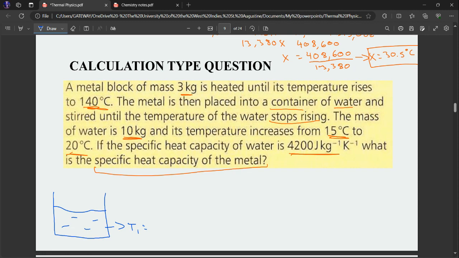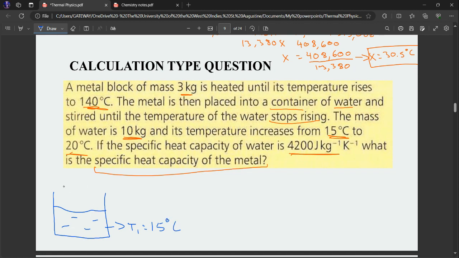Its temperature increases from 15 degrees Celsius to 20. So we do have to put T1 on here. Well, actually, let me put the T1. So we have 15 degrees Celsius here, right?